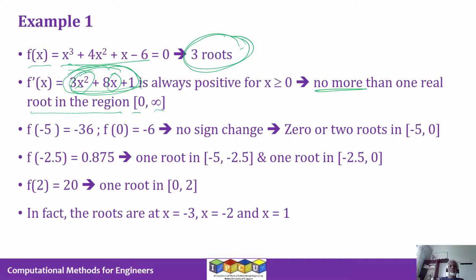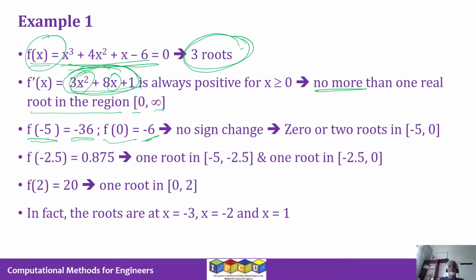So from the function, I say there are going to be three roots. From the derivative of the function, I can say in the region where x is 0 or positive, this function f(x) can have no more than one real root. And if you take f(-5), if you put x equal to -5 in this function, you get f(x) to be -36. And f(0) is -6, right? If you put x equal to 0, f(0) is -6.